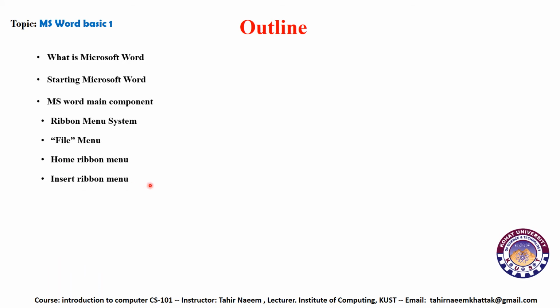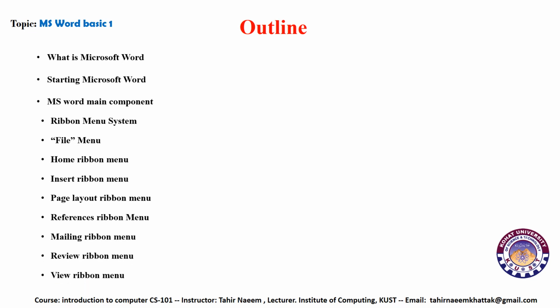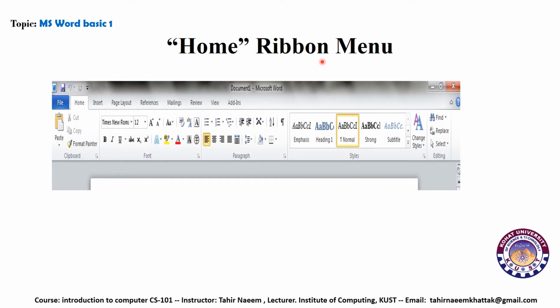Then we will discuss the home ribbon menu. I have told you previously that whenever we activate the home menu system, the following options will appear before us. As you can see, the tabs are divided into different groups, like clipboard, font, paragraph, styles, and editing. In the clipboard group, different functions are coupled together, while in the font group all the functions related to the font are placed together, while in the paragraph group all the functions related to the paragraph are coupled together.